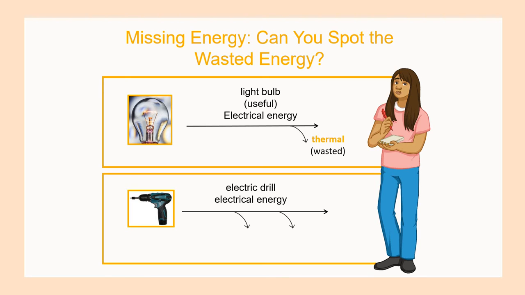For the light bulb, the wasted energy is the thermal energy. Light bulbs can get really hot while they're being used. Useful energy is transferred as light to help us see. For the drill, there is energy transferred as heat, sound, but the useful energy ends up in the kinetic store.